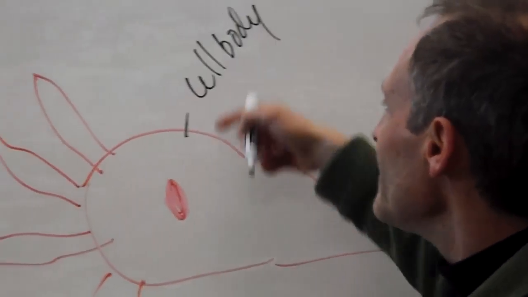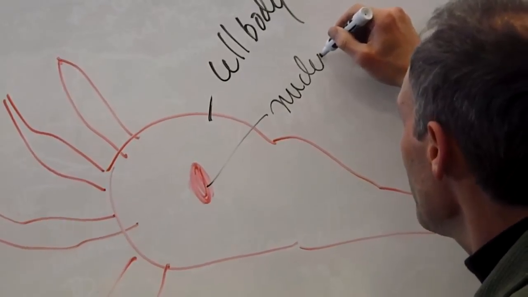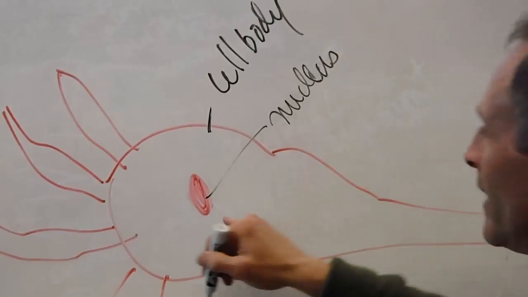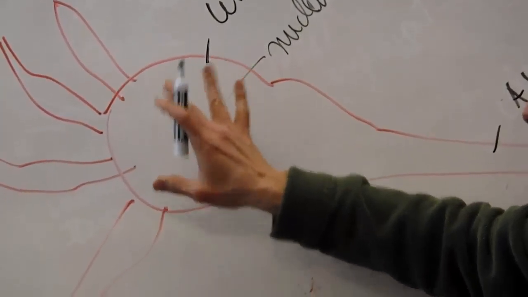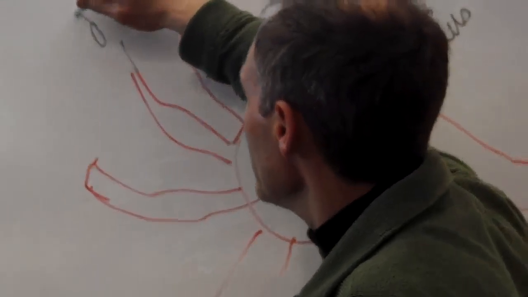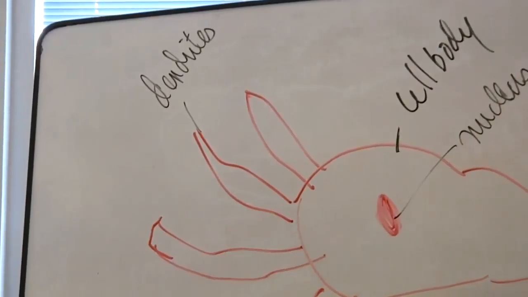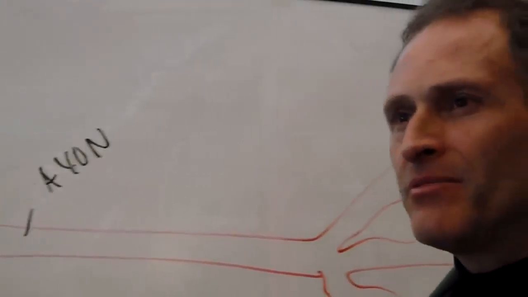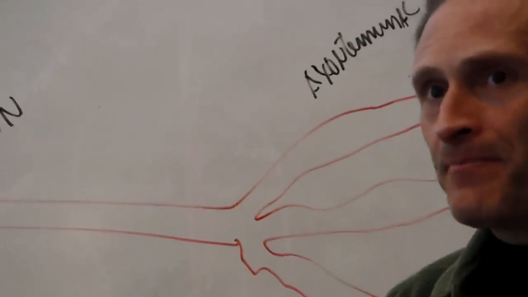Anyway, in the cell body you have obviously a nucleus which has DNA. And all the organelles are kept here, right? These are all the organelles. These things are dendrites, which we'll talk about, along with axon terminals, in a few minutes. But that's the general anatomy of a neuron, pretty straightforward. Impulse always travels in this direction.